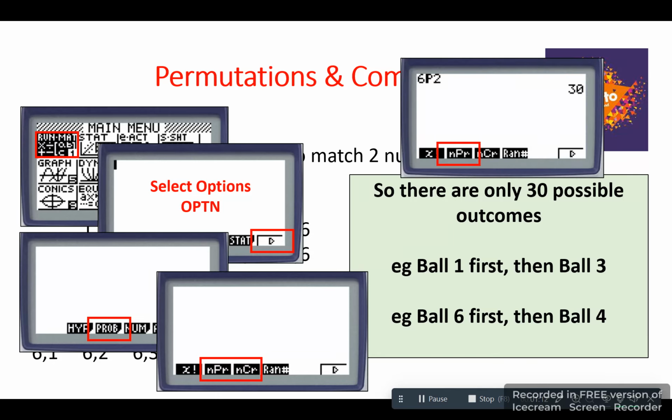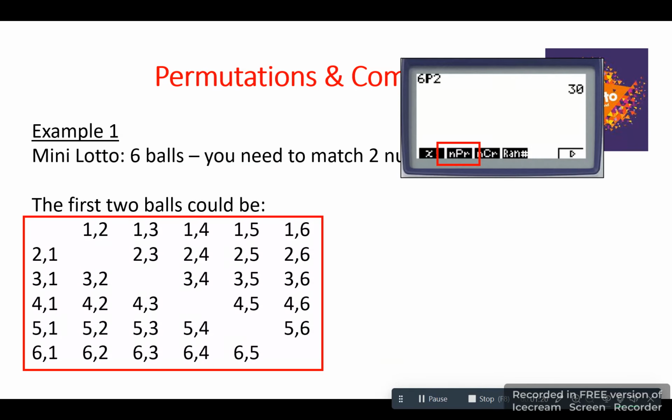Let's start off with 6P2, the NPR function. Let's type in 6, push the NPR button 2 to get 30. Now, these are the 30 different outcomes that we've talked about earlier.